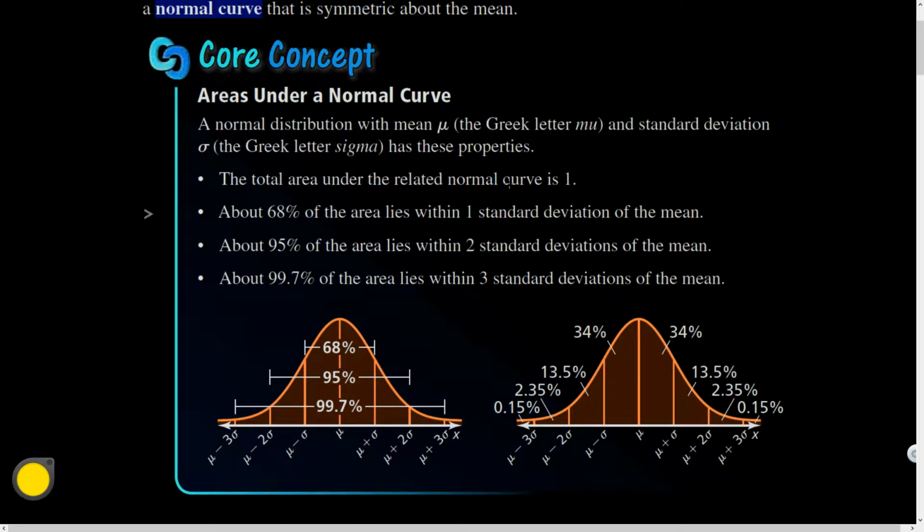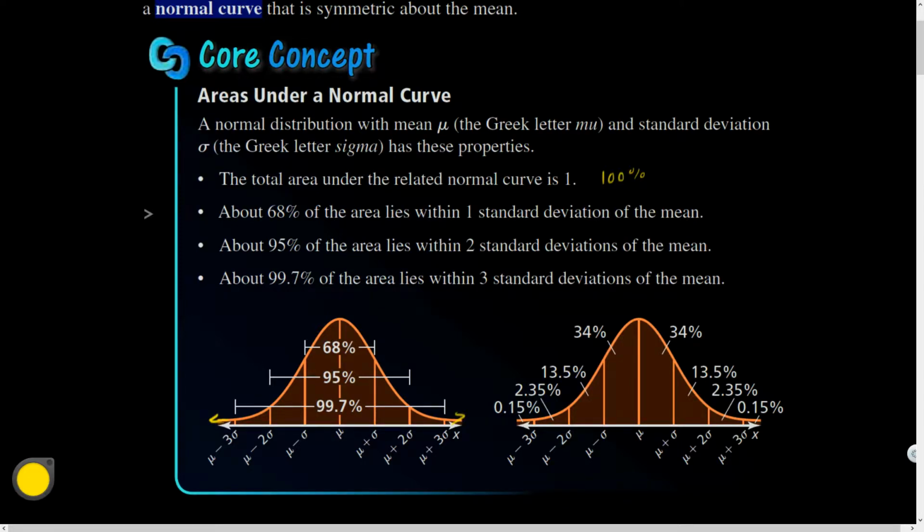So the total area under the curve is 1. It represents 100% of the data. It does technically go out infinitely far to the left and right. Okay, it represents 100% of the data.